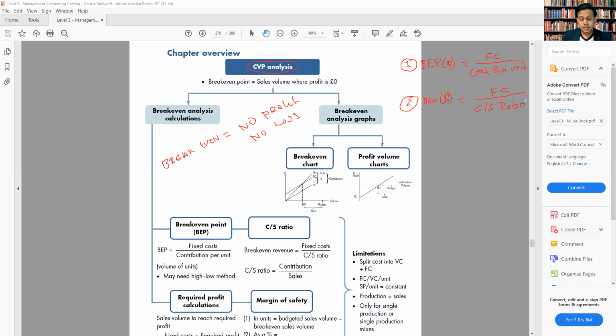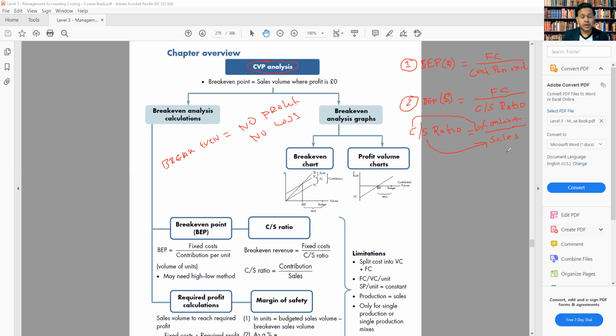Now what is CS ratio? CS ratio means contribution to sales ratio. There is a very easy way to remember the CS ratio. The C will go to the top, and C means contribution. And S will come to the bottom, and S is the sales. So contribution will be on the top, sales will be on the bottom.